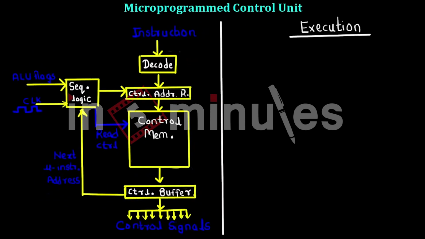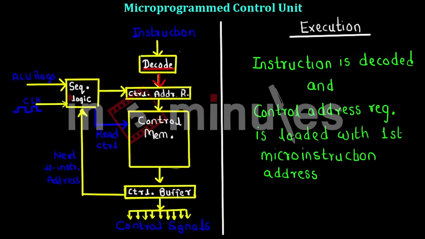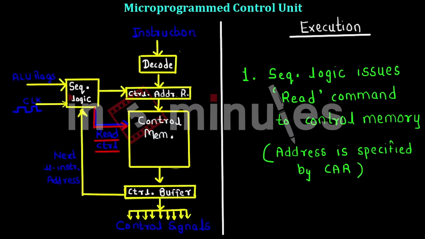So let's see an execution. First of all, the instruction is decoded and the respective control address register is loaded with the first micro instruction address that needs to be executed. In the second stage, the sequence logic issues a read command to the control memory.